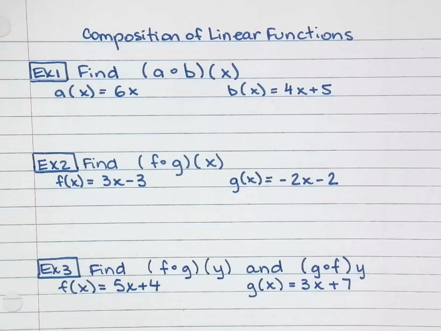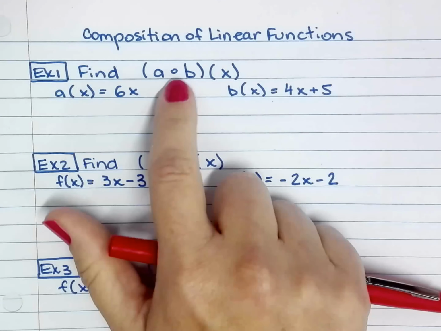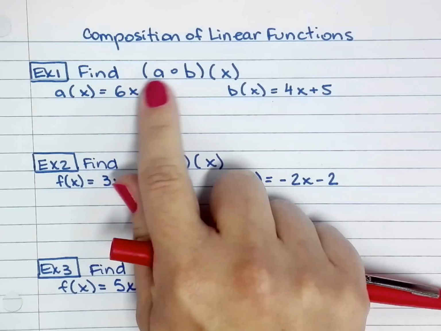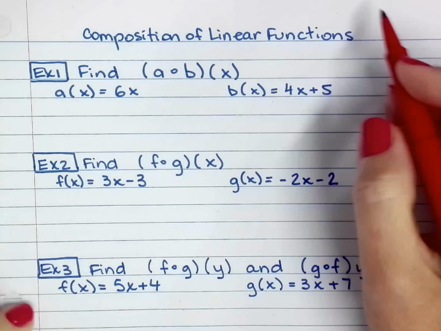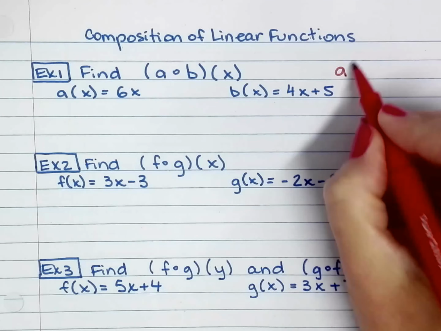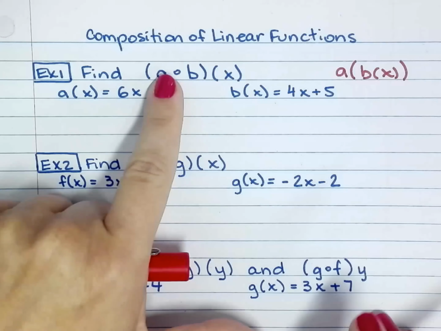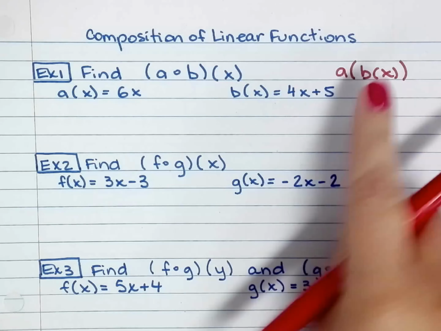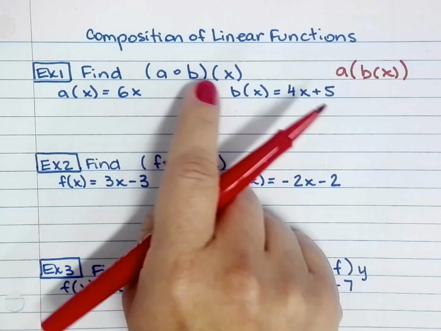Hi guys. Today we're working on composition of linear functions. Some of you might have never seen this little open circle right there. That's not a multiplication sign. That means A is composed with B of X. Some of you might have seen A of B of X. This is the same thing as this. You read A of B of X, or you read A is composed with B of X.